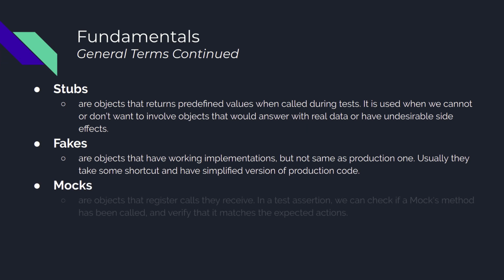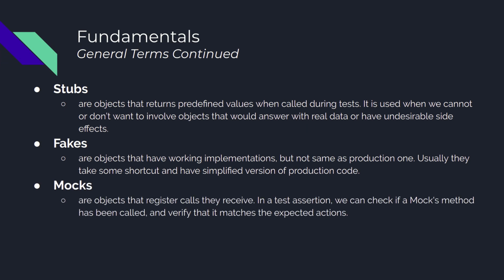And finally, mocks. Mocks are objects that register calls they receive. In a test assertion, we can check if a mock's method has been called and verify that it matches the expected actions. Just to be a little clear, a test assertion is a line of code that will check your actual versus your expected. So in this case, we can mock methods of a class and check to see if that particular class's method has been called appropriately.